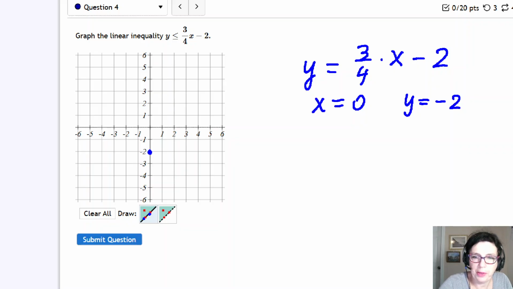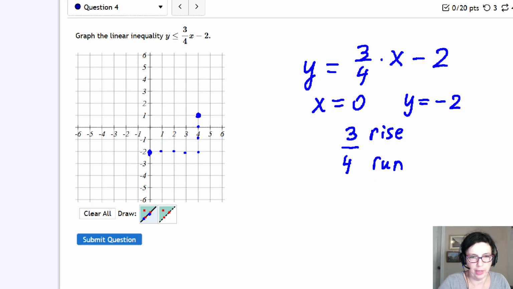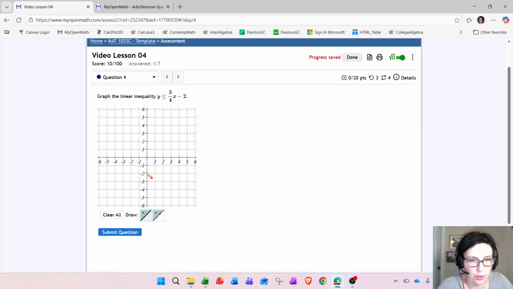And the slope is 3/4. This is rise, this is run. So we're going to go 4 to the right, and we're going to go 3 up. And that's the 2 points that we are going to draw the line through, okay? So let's do that. We take (0, -2), and then we go 4 to the right and 3 up. Okay, there is the line.